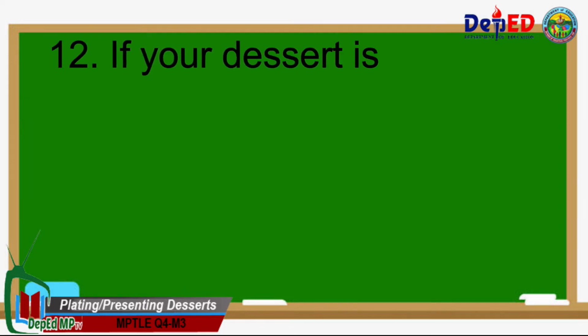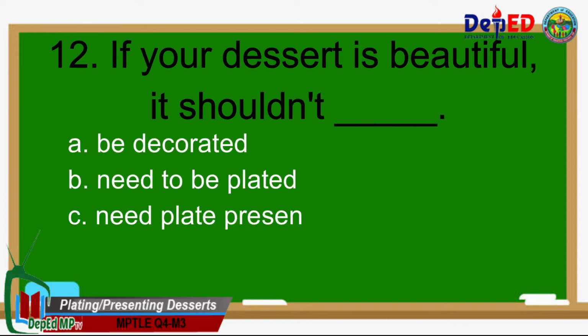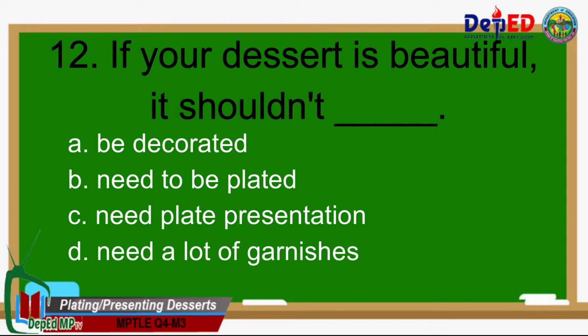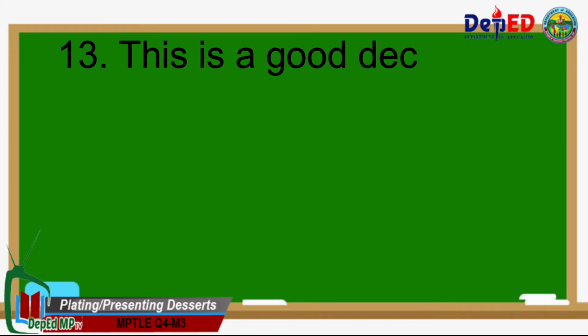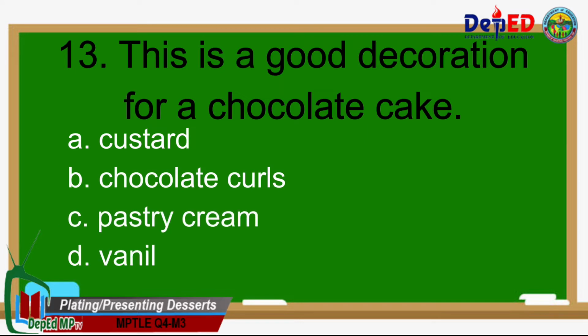Number 12. If your dessert is beautiful, it shouldn't. Letter A. Be decorated. B. Need to be plated. C. Need plate presentation. Letter D. Need lot of garnishes. The correct answer is letter B. Need to be plated. Number 13. This is a good decoration for chocolate cake. Letter A. Custard. Letter B. Chocolate curls. Letter C. Pastry cream. And letter D. Vanilla sauce.